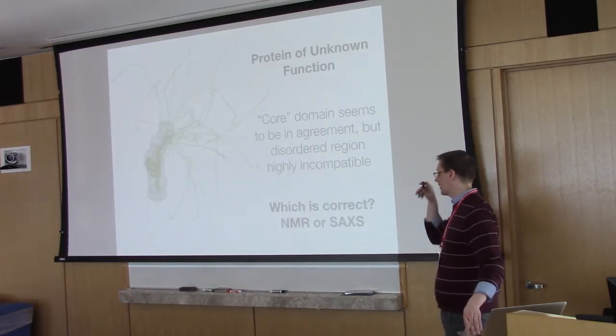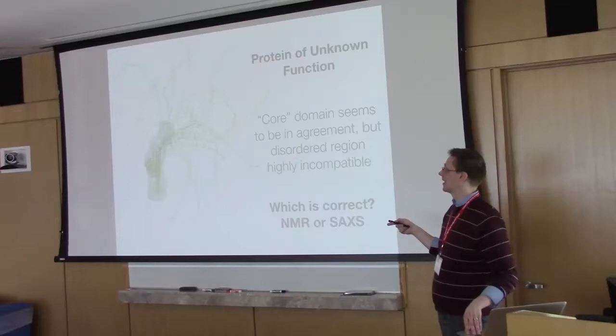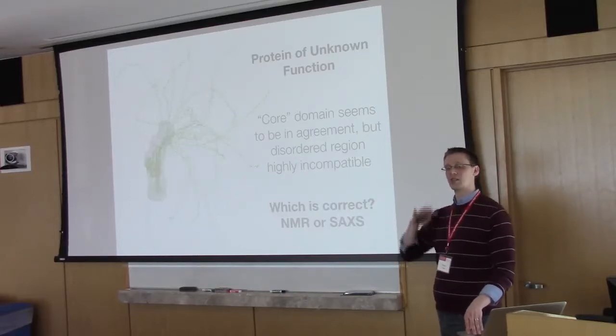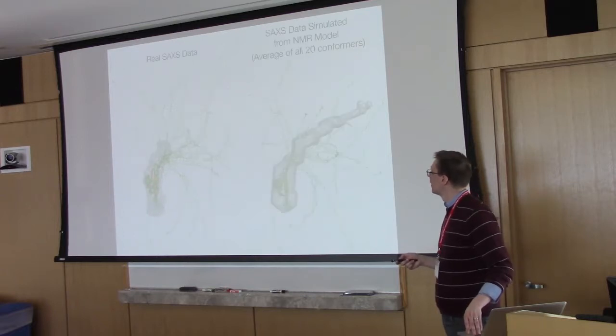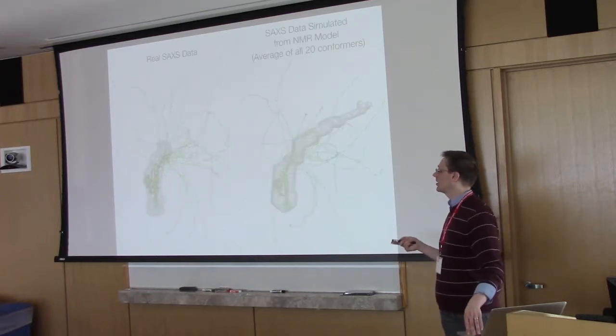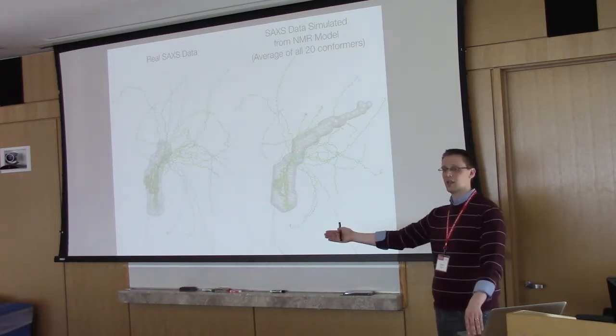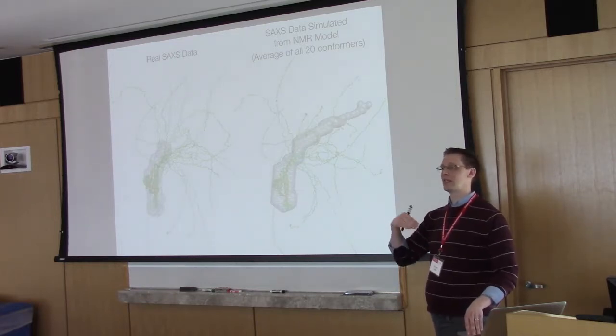And so one of the questions is, well, why does it look like that? And which one is correct? Is the SAXS just wrong? Or with the NMR, are there just not enough restraints? How does this work? Well, one of the things you could do is say, if the NMR were correct, let's simulate the SAXS data from that. And what kind of a reconstruction would we get?